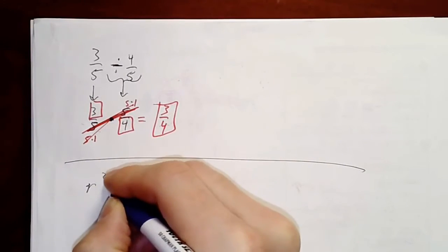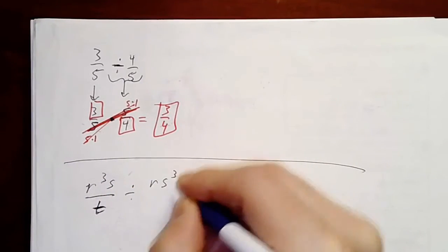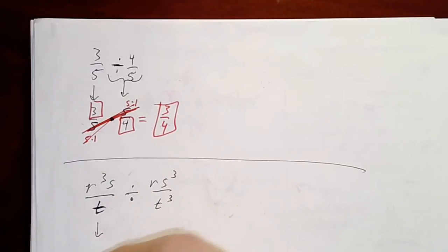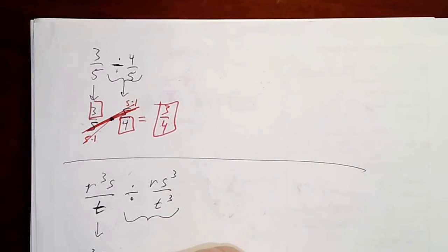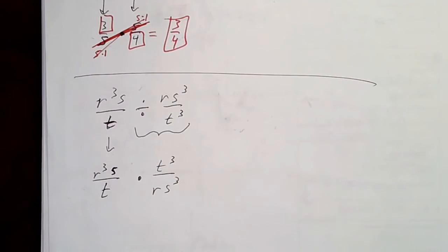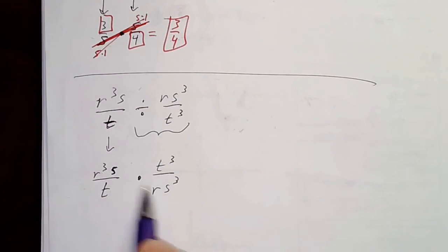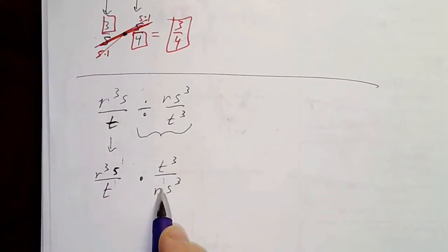So I have here r cubed s divided by t, divided by rs cubed divided by t cubed. The first stays the same, r cubed s divided by t, but all of this changes. It becomes times the reciprocal, which is t cubed divided by rs cubed. And now I want to start looking for things that they have in common in my numerator and my denominator. This started with 3 r's, and I have 1 r down here. As a reminder, whenever you have a variable without an exponent, the implied exponent is a 1. So I actually have 3 implied 1's here: s to the first power, t to the first power, and r to the first power.